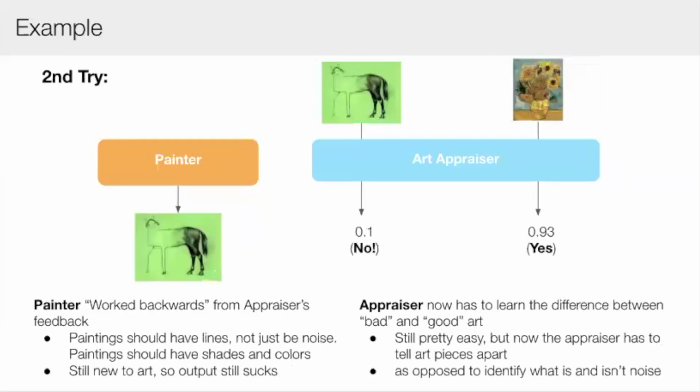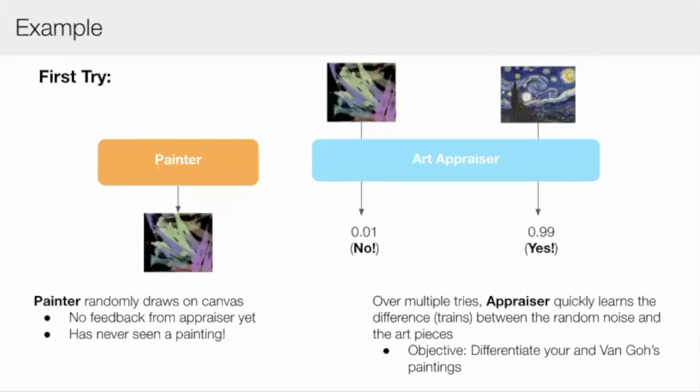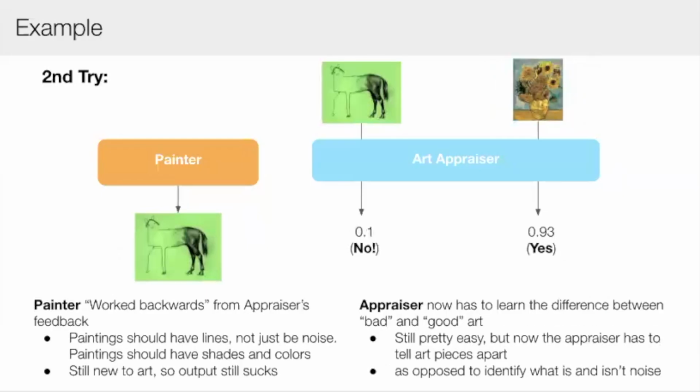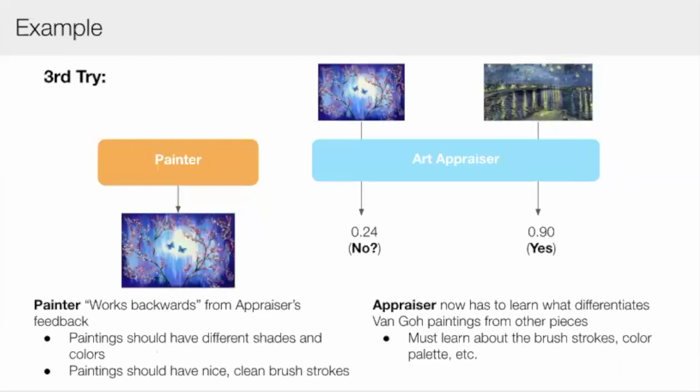So before, the appraiser said a Van Gogh painting has actual shapes in it. That's what he tells you, and you have actual shapes. Now he says a Van Gogh painting is a painting, not hand-drawn stuff. So you take that and apply it to your work. Each time the appraiser learns something new, they relay that information back to you. So then you improve, and then the appraiser improves.